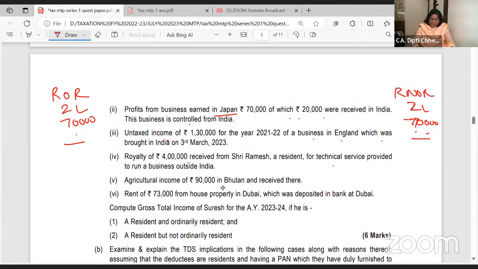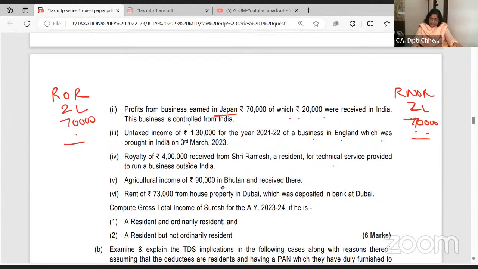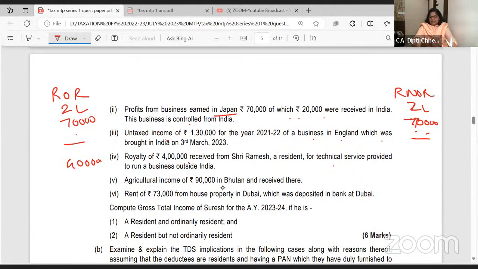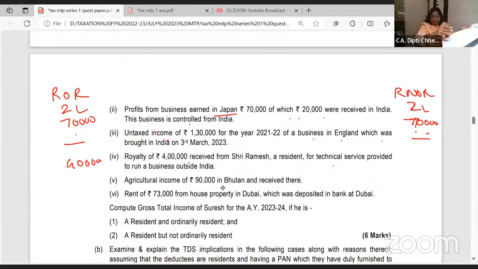Ramesh, a resident, for taxable service provided to run a business outside India. Only he will pay the tax. Clear to all of you? I'm reading one bit for all of you.